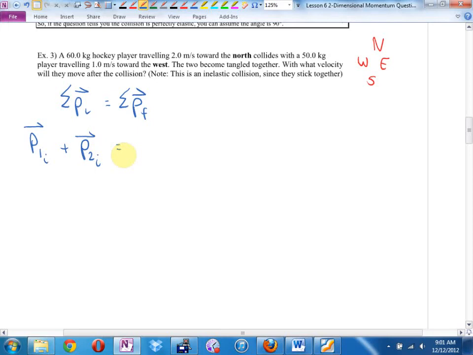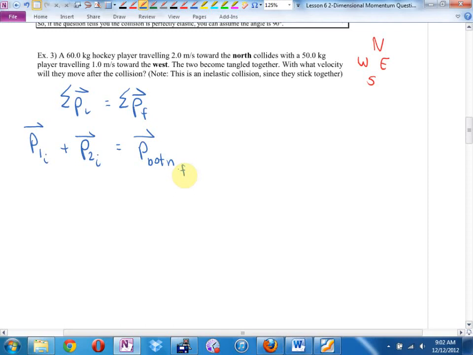After the collision, who's moving? Player 1, player 2, or both? Stuck together or separate? Mr. Dewick, we haven't done anything different yet. We're about to. What we're going to do now, and I strongly advise you to do this, is draw a diagram.